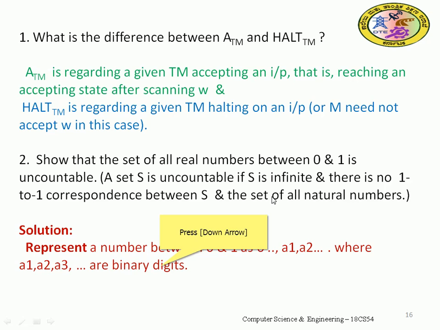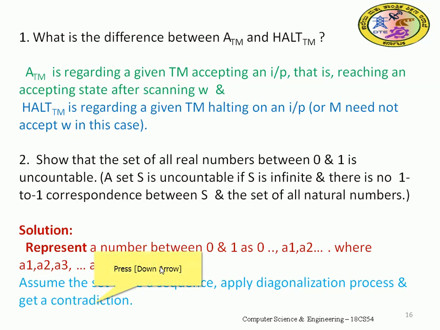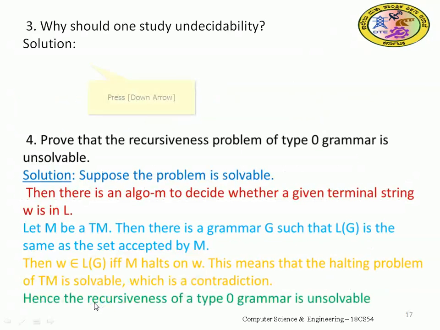So, solution: represent a number between 0 and 1 as 0.a1 a2 a3 and so on, where a1, a2, a3 are binary digits, right? Binary digits like 0, 0, 0, 0, 1, 1, 0, and so on. So assume that the set is a sequence, apply the diagonalization process, and get a contradiction, right? Get a conflict.